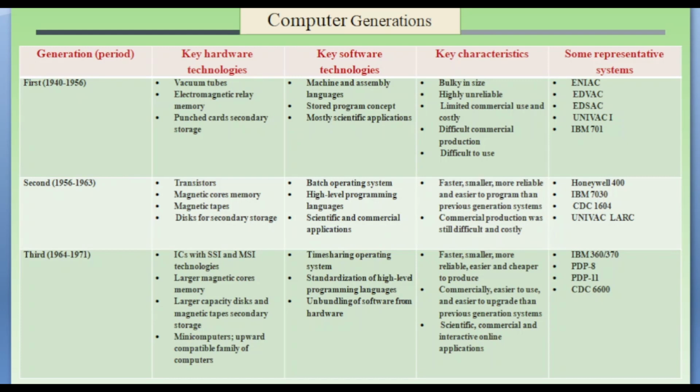The third generation of computer was based on IC technology, that is integrated circuit technology, and spanned from 1964 to 71. These computers were even smaller, faster, and more reliable than the second generation computer. Here, large magnetic core memory was used, and large capacity disks and magnetic tapes were used as secondary storage devices. Examples of third generation computers are the IBM 360, 370 series and PDP-8, PDP-11.